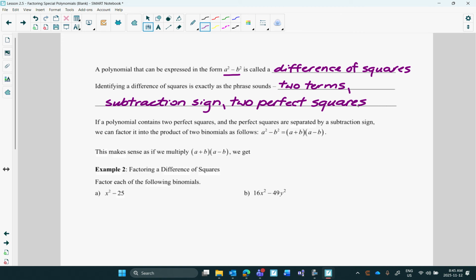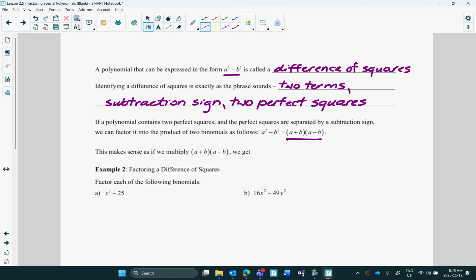And how do you factor it? It's pretty straightforward. It's two sets of parentheses, two binomials. One's plus, the other's minus, always. These first two terms are the square root of the first term in the original. Last two terms are the square root of the last term in the original.